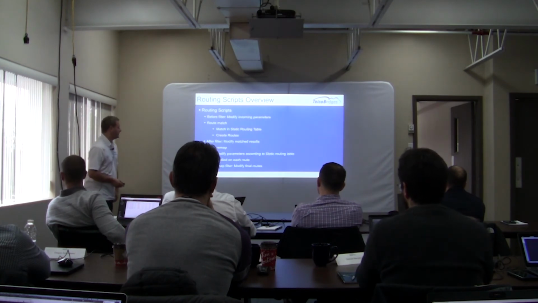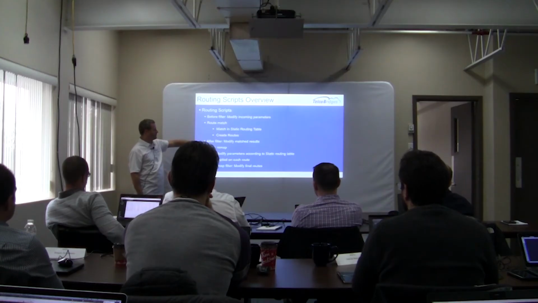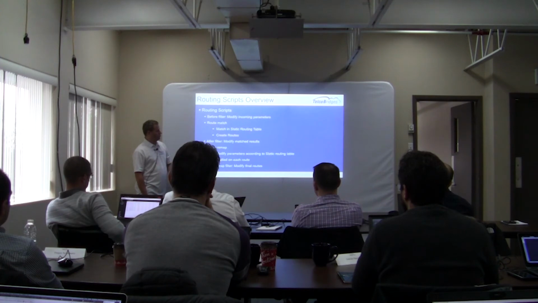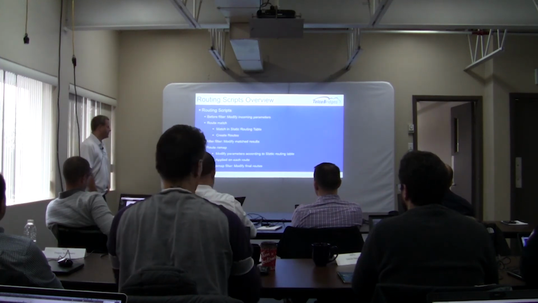So this, I talked about already. Before filter, then route match. Before filter is like a black-white listing. Route match tries to find the routes that match. After filter, after they are matched, maybe you want to modify something, and then remap with the new information in the routing table.